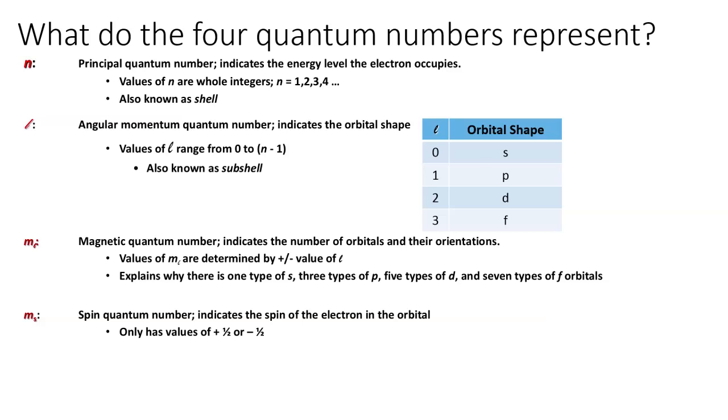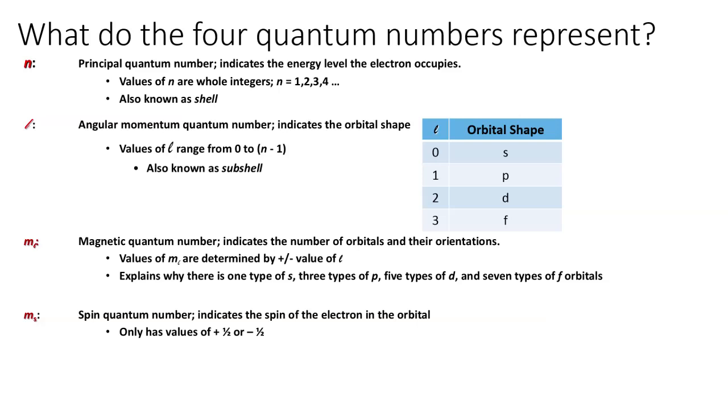To help alleviate the confusion, the various common values of l have been assigned a particular sublevel or orbital shape. For l equals 0, that particular shape is known as an s. For l equals 1, the shape is known as p. For l equals 2, the shape is known as d. And finally, for l equals 3, the shape is known as f. A little later on in your studies, you will learn what these various shapes actually look like.